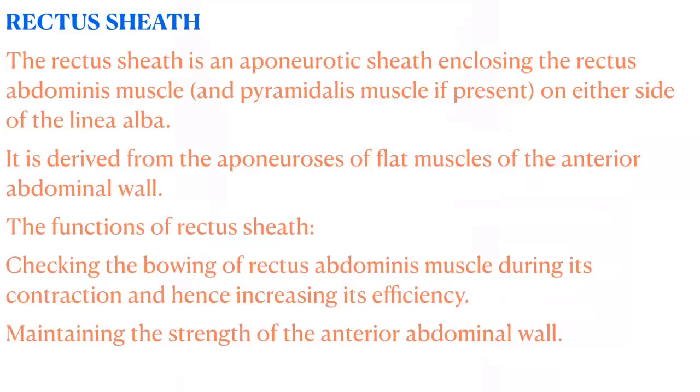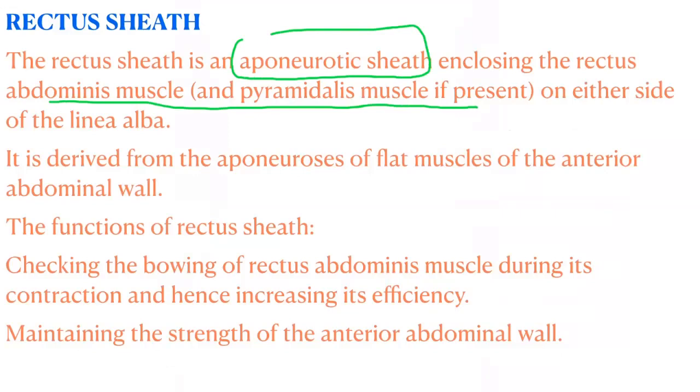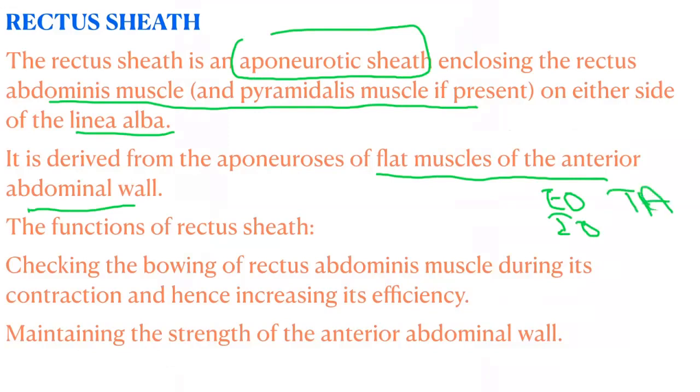Coming to the rectus sheath. Rectus sheath is an aponeurotic sheath enclosing the rectus abdominis muscle and pyramidalis on either side of the linea alba. It is derived from the aponeuroses of flat muscles of the anterior abdominal wall, that is external oblique, internal oblique, and transversus abdominis. The functions of the rectus sheath include checking the bowing of rectus abdominis during its contraction and hence increasing its efficiency, and maintaining the strength of the anterior abdominal wall, right? We should know how it forms, its contents and all.